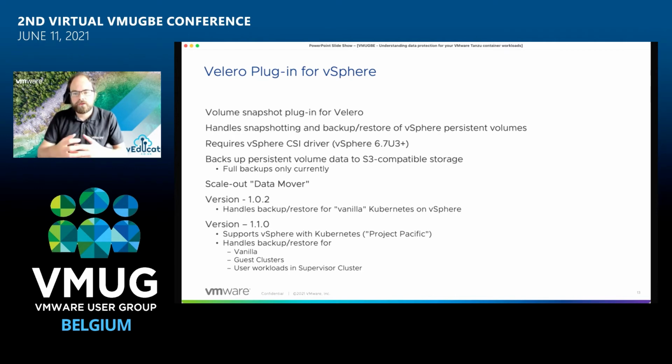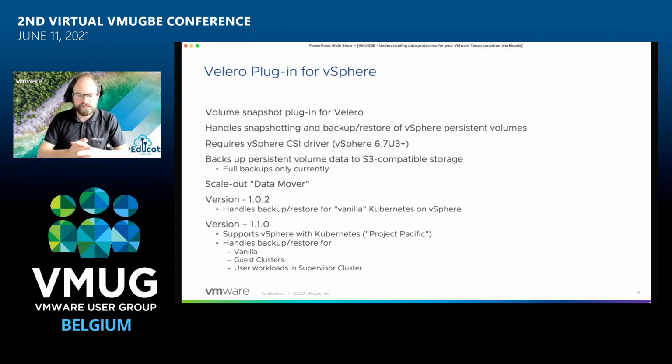Okay, so taking that one step further, how does this fit into vSphere and vSphere with Tanzu? We do have a volume snapshot plugin for Velero, which we've just talked about. It also then has the ability to plug into vSphere itself. So this is going to handle snapshotting and backup and restore of vSphere persistent volumes. This is where Tanzu is talking to the vSphere layer, using the CSI driver for vSphere. It will back up that full persistent volume. Unfortunately, today, it does only handle full backups of that volume. So it's going to take a full copy of that each and every time to move it. It will scale out data movers as it needs, as it's protecting the data in your environment.